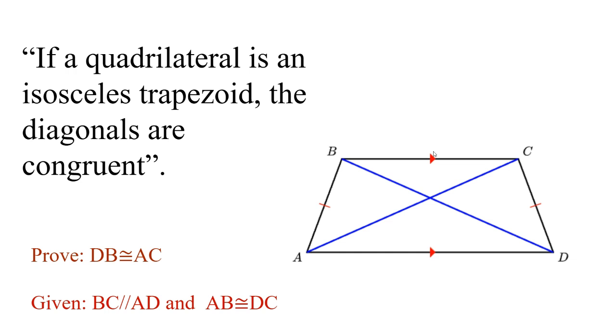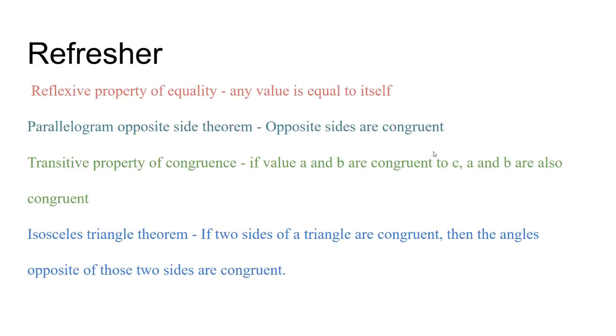With this given information, we're going to try to prove that line segment DB is congruent to line segment AC. Before we begin, we're going to go through a couple of refreshers, starting with the reflexive property of equality, which states that any value is equal to itself, and also the parallelogram opposite side theorem, which states that opposite sides are congruent within a parallelogram.